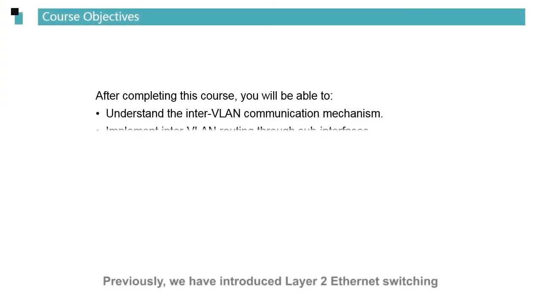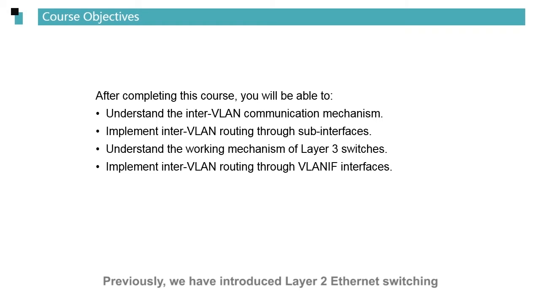Previously, we have introduced the Layer 2 Ethernet switching and the basic concepts and configurations of VLAN and trunking. In today's course, we will go through how to implement inter-VLAN routing. We'll first look at the inter-VLAN communication mechanism and learn how to implement inter-VLAN routing through sub-interfaces.